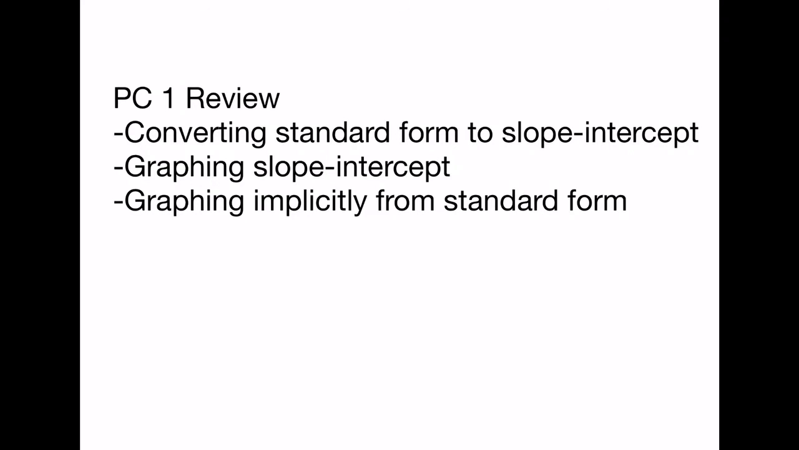This is a review for PC number 1 with semester 2. We're starting back at the beginning. There are 3 things we're doing mathematically. Number 1, converting standard form to slope-intercept form. Number 2, graphing slope-intercept. And 3, graphing implicitly from standard form.